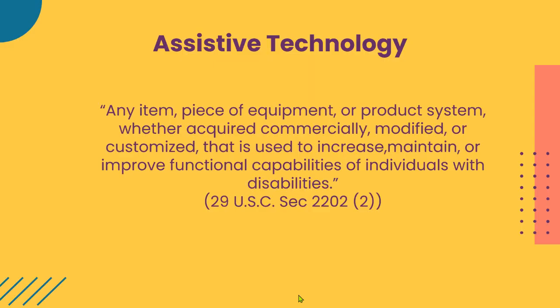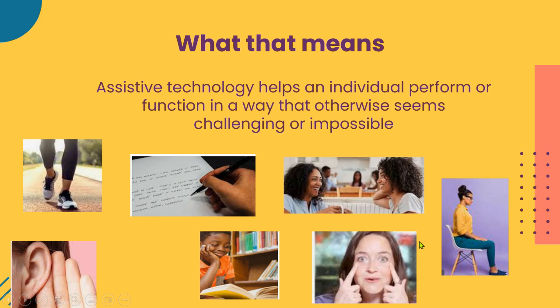What is AT? It is assistive technology, which is any piece of equipment, product, or system, whether acquired commercially, modified, or customized, that is used to increase, maintain, or improve functional capabilities of individuals with disabilities. That pretty much means assistive technology helps individuals perform or function in a way that otherwise would be challenging or impossible. So you can see some of the things here that those who are disabled may need assistance with, such as writing, sitting, communicating, hearing, and speaking.